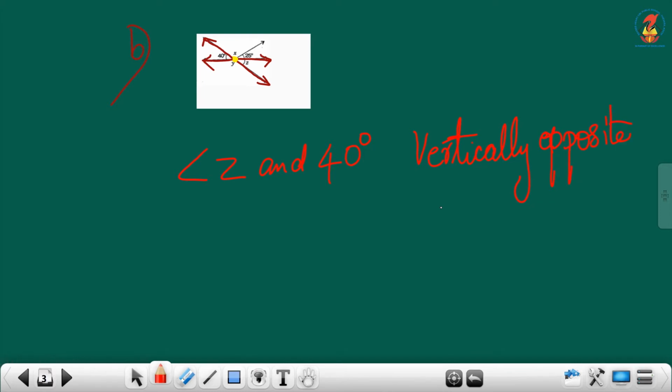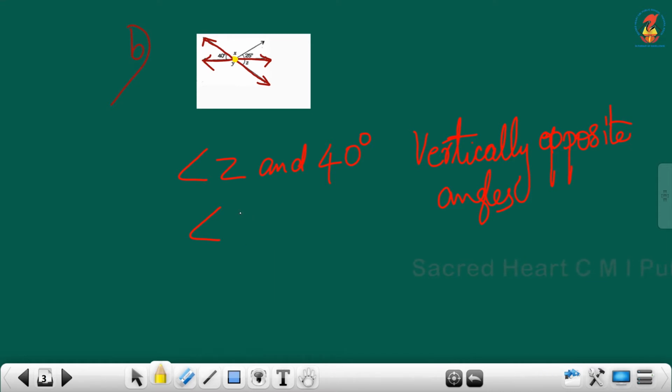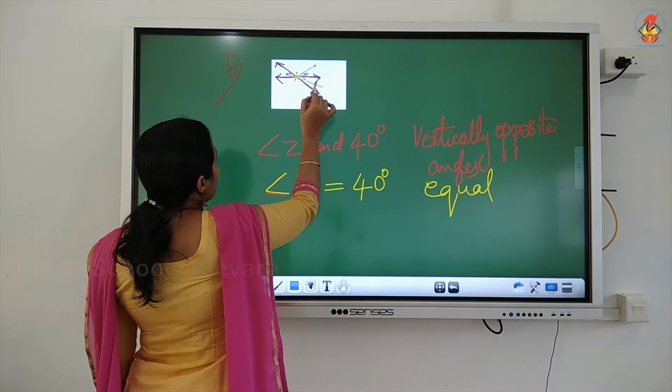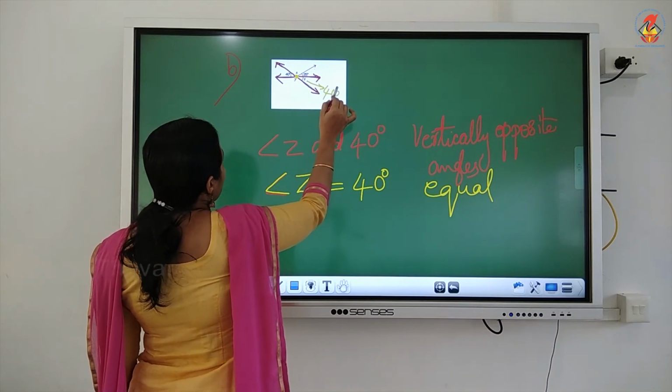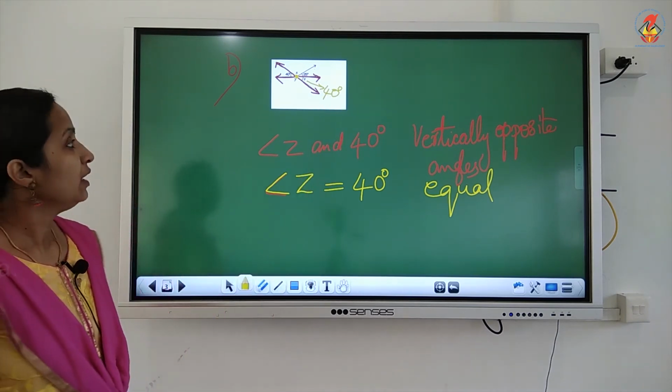So you can write angle Z is equal to 40 degree. What is the reason? Vertically opposite angles are equal. So we got angle Z as 40 degree. Now look at the next part.